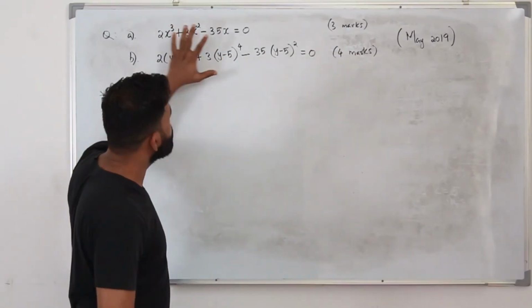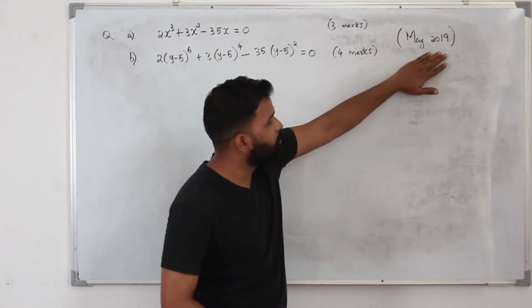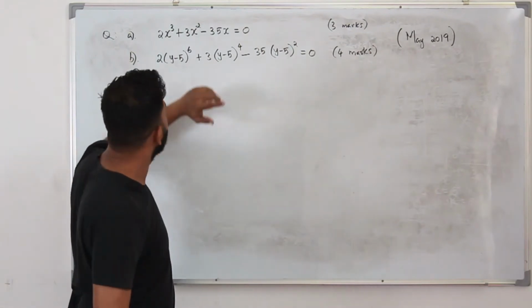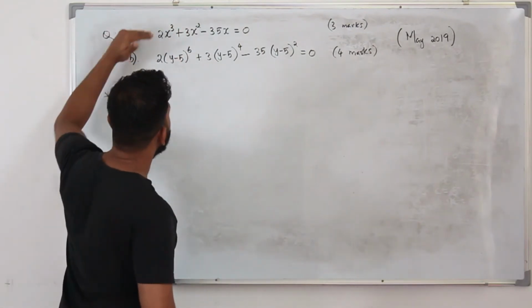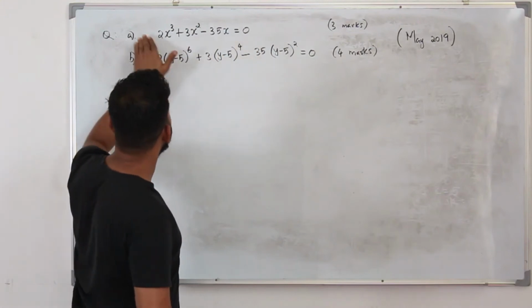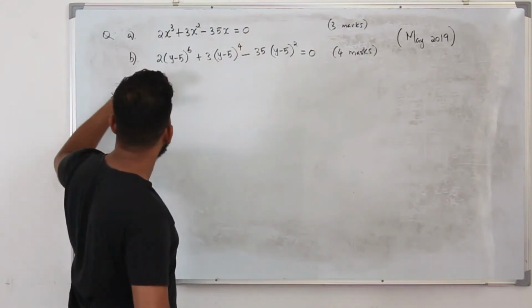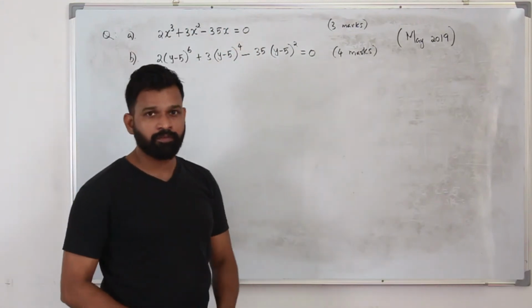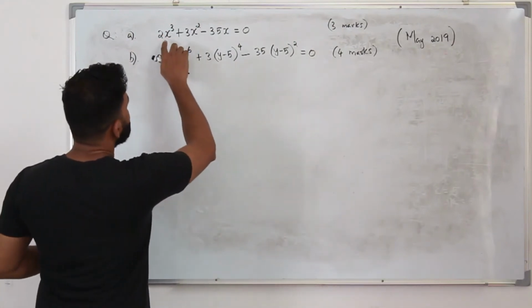Now there is this question from past paper again, May 2019 paper. You have two parts, part A, part B. Part A got 3 marks when you solve this cubic equation, and part B has 4 marks. Okay, let's take a look at part A.